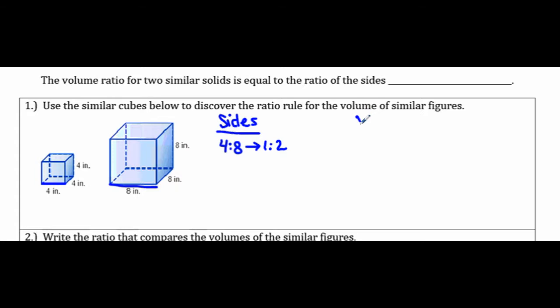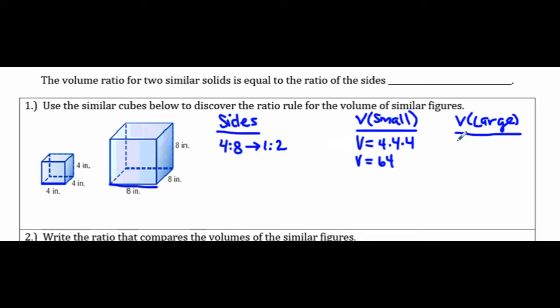Okay, now let's find the volume of each figure. So we have a smaller cube and we have a larger cube. And for both of them, the volume formula is length times width times height. So in the smaller cube, 4 times 4 times 4, we get 64. Okay, so now let's find the volume of the larger cube. Now once we discover this rule, we'll be able to use it as we go through these problems, and it won't be as long solving them. Okay, so in the larger cube, we have 8 times 8 times 8, and we get 512.